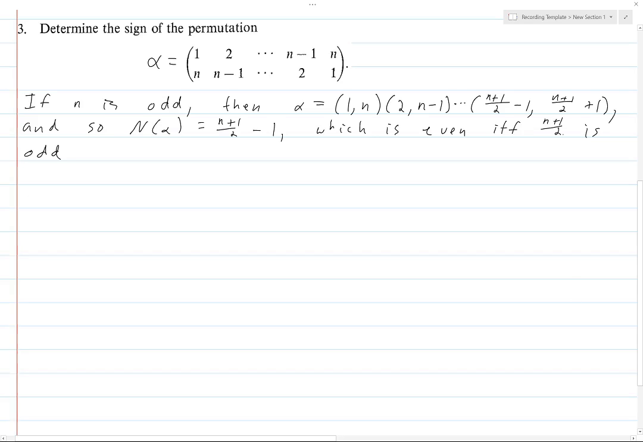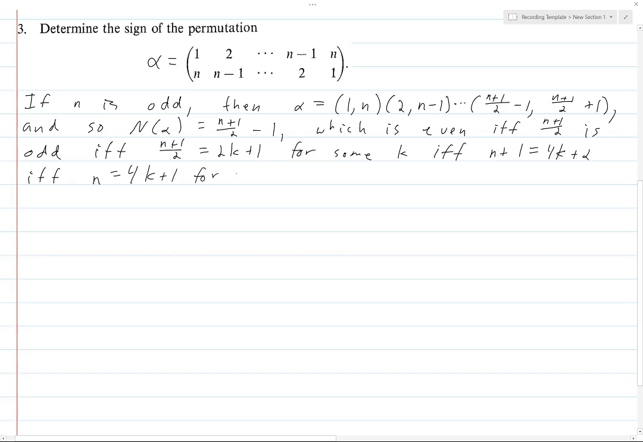So n plus 1 over 2 is odd, which is if and only if n plus 1 over 2 equals 2k plus 1 for some k. And that is if and only if n plus 1 equals 4k plus 2. It's if and only if n equals 4k plus 1 here, for some k in the integers. Okay, so that was a huge thing that we had to go through to figure out when this happens. So that's what happens here.